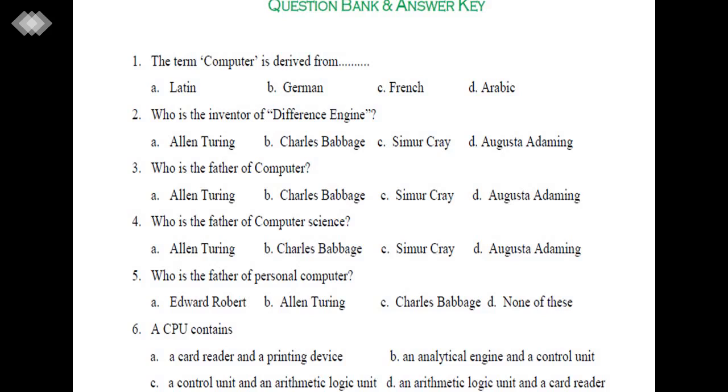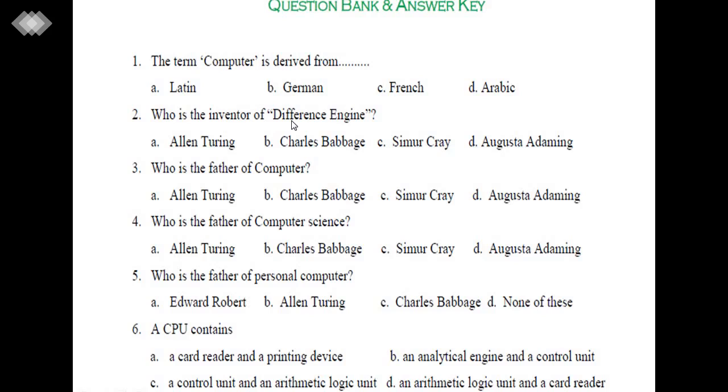First question: the term computer is derived from which language: first Latin, second German, third French, or Arabic? Now second question, who is the inventor of the difference engine? Alan Turing, Charles Babbage, Seymour Cray, or Augusta Ada King? Third question, who is the father of the computer? Alan Turing, Charles Babbage, Seymour Cray, or Augusta Ada King? Now question number 4: who is the father of computer science? This is different from the father of the computer; here it is the father of computer science. The above mentions are the same.